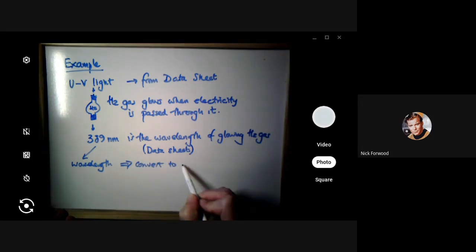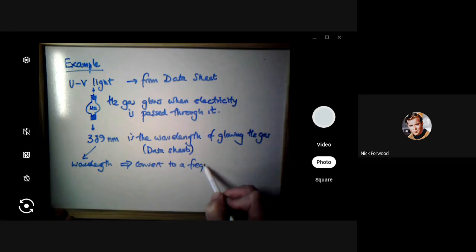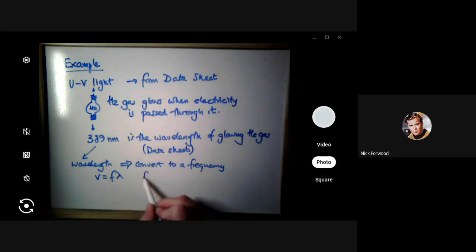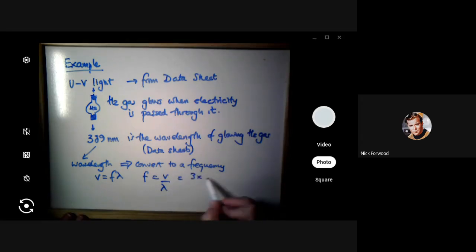to a frequency. And this is a bit of National 5 stuff, and you'll know the formula v equals f lambda. This is on the relationship sheet as well. So what we can do is rewrite that, and we can say f is v over lambda. Now what's this v? It's actually the speed of light, and so we can put in 3 times 10 to the power of 8 in there, and then we can divide by 389.